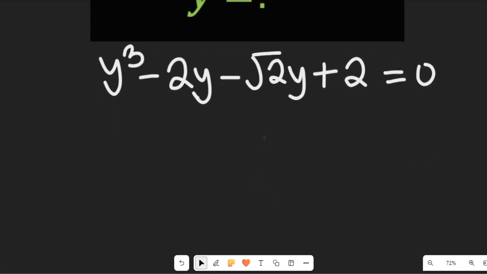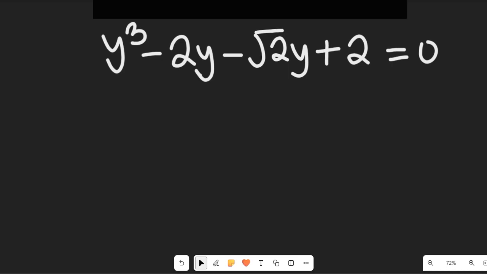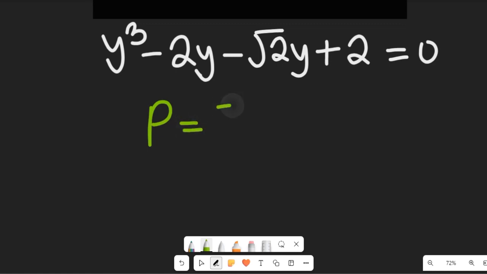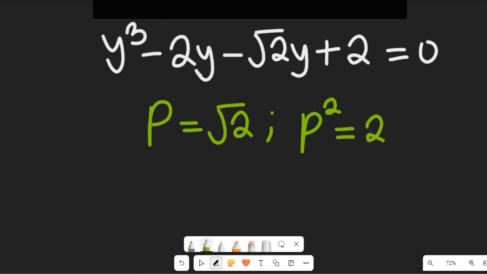Great. Now from this expression, we're going to make an assumption. And what is the assumption? We're going to let p be equal to root 2. So wherever we see root 2, replace it with p. And we'll also let p squared be equal to 2. So wherever we see 2, we replace it with p squared. Are you wondering why I'm letting these two values represent this? Watch as the solution unfolds.